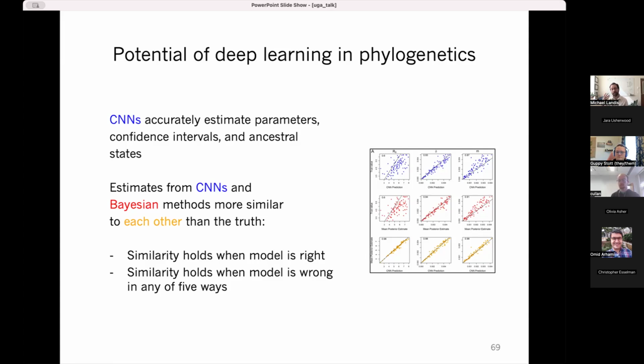So it suggests that potentially a neural network-based approach could give you likelihood-like performance even for models where you don't have likelihoods. That would be wonderful because then you can start thinking about models that are otherwise out of reach, right?